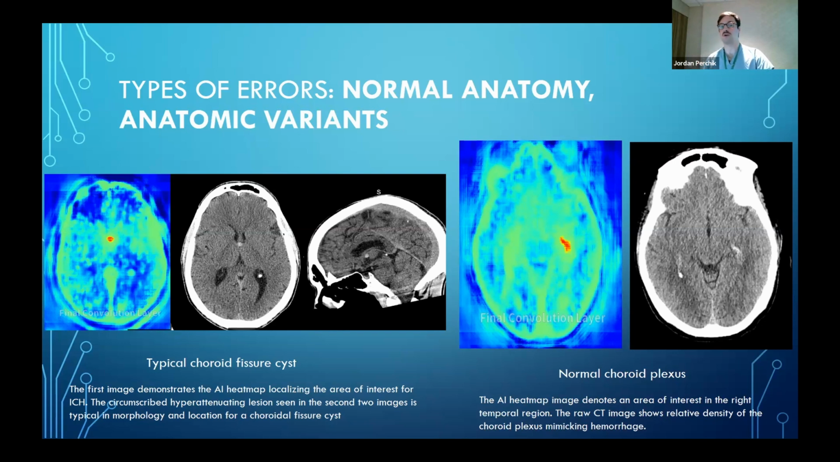But not everything that's bright inside the head is blood. So we have a couple of typical normal anatomic variants that can be these focal bright spots. So we have right here, this the typical location for a choroid fissure cyst. And then we have another normal piece of anatomy here, which is part of the choroid plexus. But both of these were highlighted by the AI as highly concerning for intracranial hemorrhage.